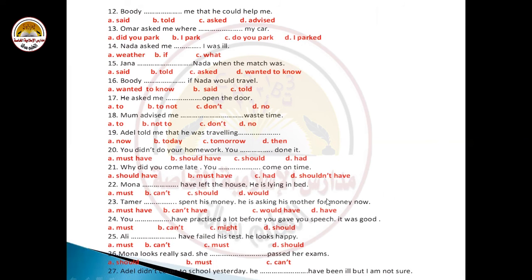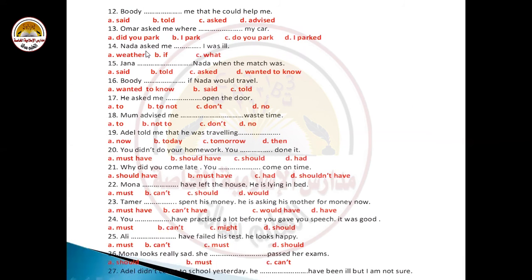Let's see. Number 12, Body said or told or asked or advised me that he could help me. Body said me or told me or asked me or advised me. The body told me that. Omar asked me, where is my car? Where did you park? Do you park? I park it. This is a reported question where I parked my car.